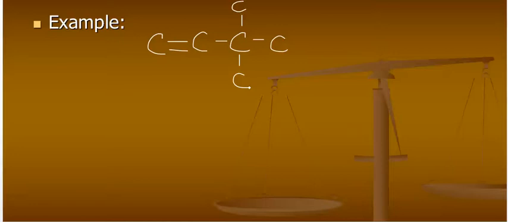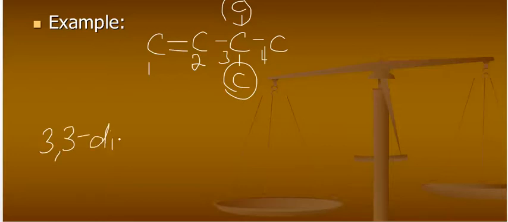The double bond takes precedence when numbering, so I have to start over here with carbon 1, and then 2, 3, 4. I have substituent groups on carbon 3. We're going to name these substituents first. So we're going to say 3, 3. Those are methyl groups. 3, 3 dimethyl.